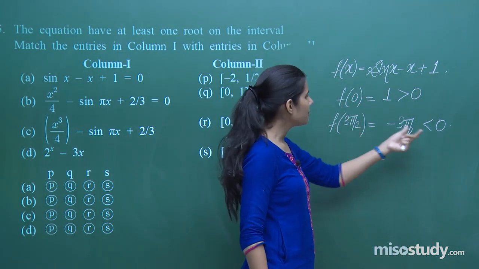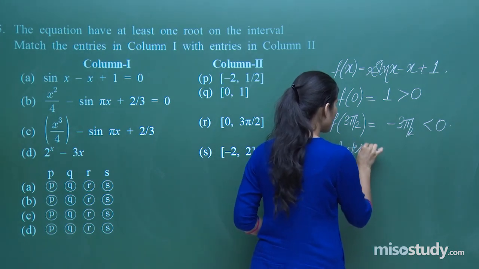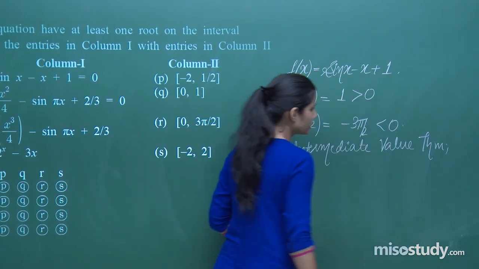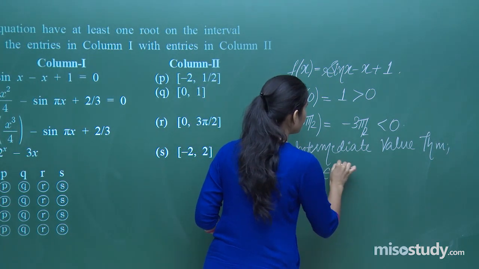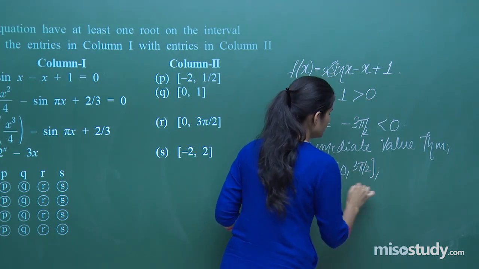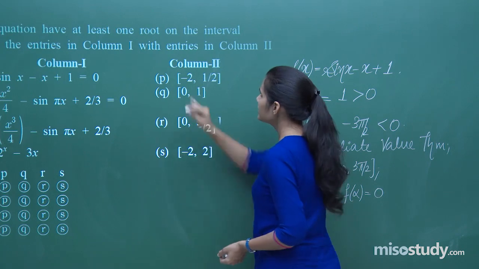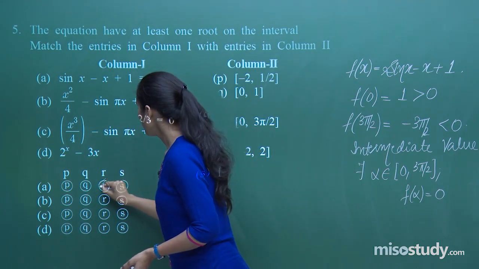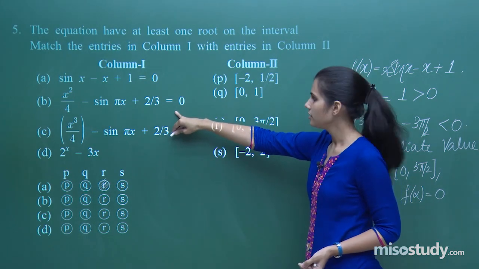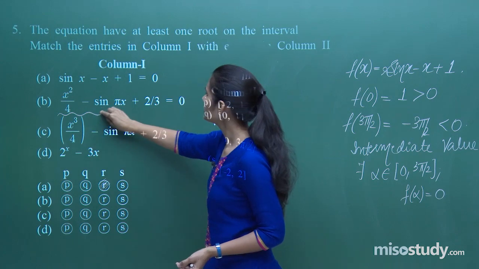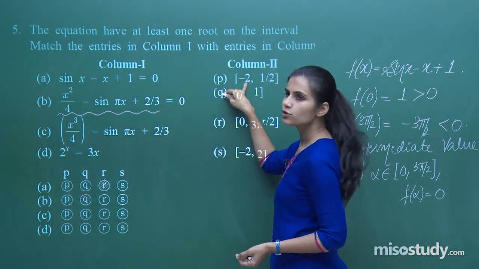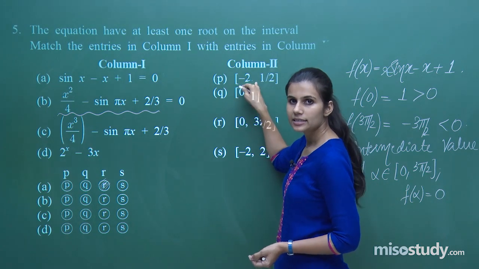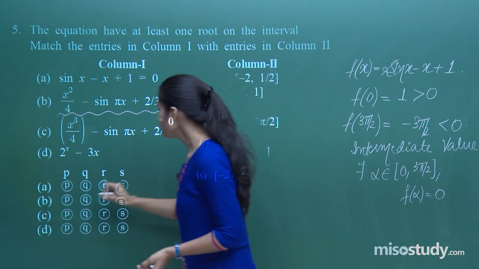If f of 0 is positive, f of 3 pi by 2 is negative, by intermediate value theorem, what is true is there exists some alpha belonging to 0 to 3 pi by 2 such that f of alpha is 0. That means yes, there is a root of this function in 0 comma 3 pi by 2. So corresponding to A, you are going to shade R. Similarly, if I talk about B, if you take this as your function f of x, then f of minus 2 will be positive and f of 1 by 2 will be negative, and therefore by again intermediate value theorem there exists a root of this function in this interval. So corresponding to P, you will be shading P.